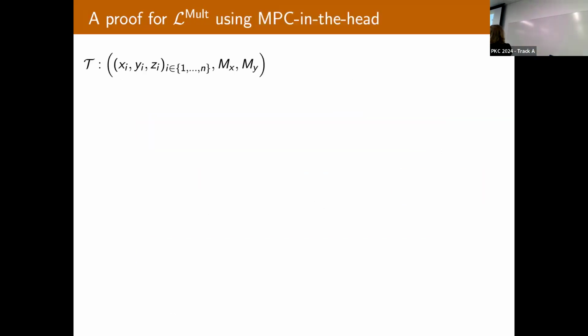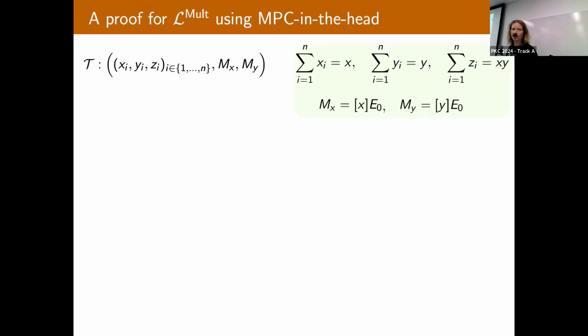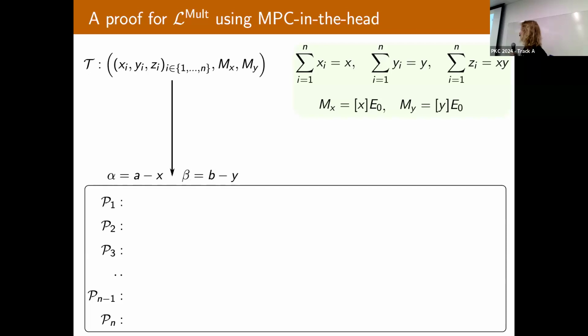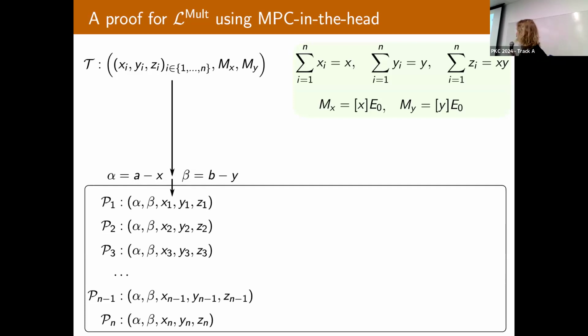A way to improve this is to use MPC in the head. Now we assume we have this trusted setup, and instead of using the scalar proofs, the trusted setup now generates X, Y, and Z for n parties, where the sum of all the xi is x, the sum of the yi is y, and the sum of the zi is x times y. We also again need two curves. Now the prover uses this trusted setup to compute alpha and beta in the same way as before. Then we run an n-party protocol in the head. Every party in the head gets alpha and beta, but it also gets these elements x, y, and z, each getting the one relative to their position.